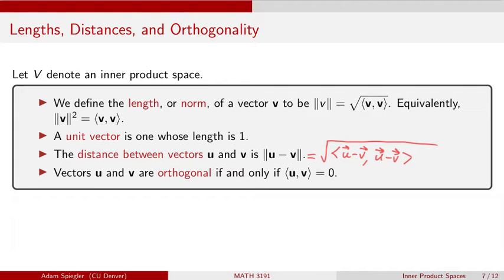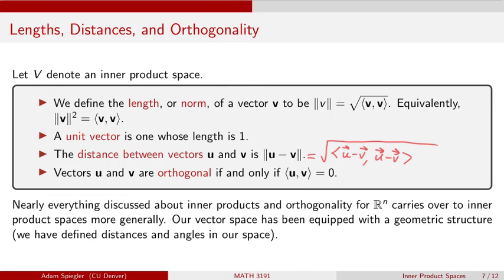And lastly, for angles, for example, if I want to determine whether two vectors u and v are perpendicular to each other, whether they're orthogonal to each other, we're going to say that two vectors are orthogonal if and only if the inner product of u and v gives me the scalar 0 back. So once we have a vector space and then we give it an inner product, now we've got a geometry, we've got lengths and distances, and pretty much everything that we've discussed about orthogonality for vectors in Rn is going to carry over to more general vector spaces.